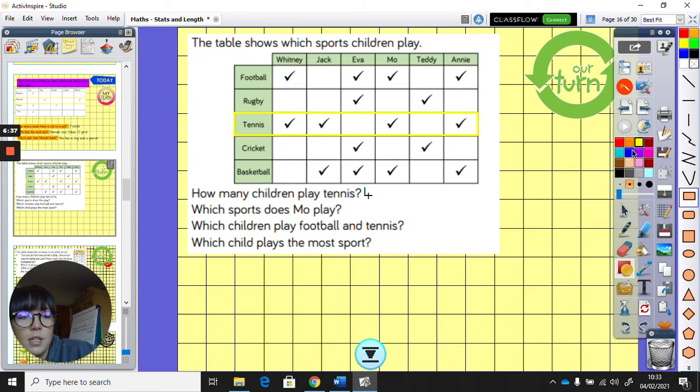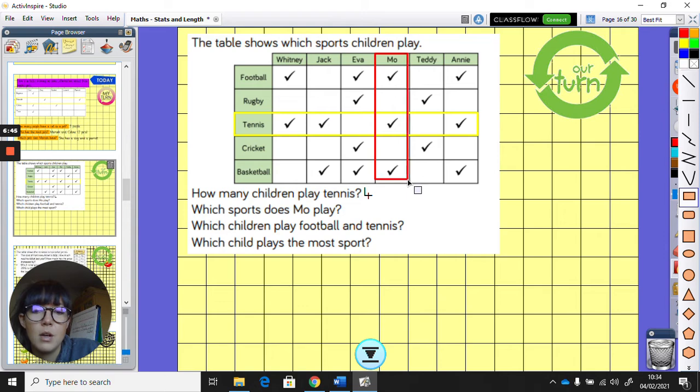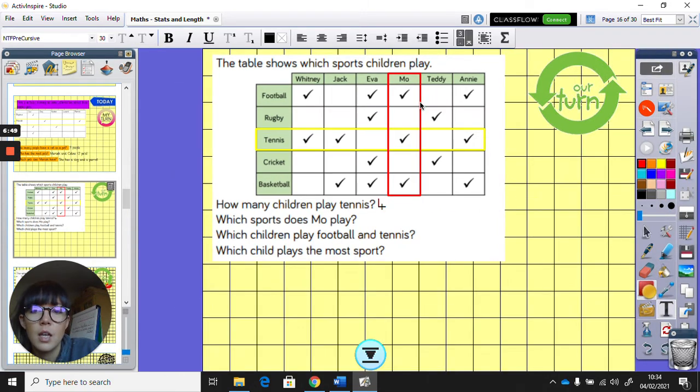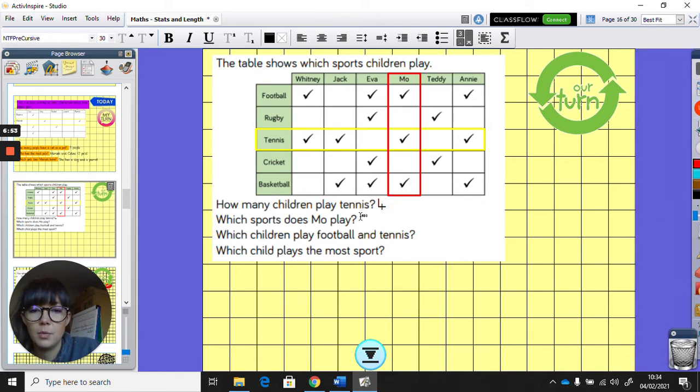Now, let's think of another. We need to put a box around which sports does Mo play. So now we need to do a box around Mo. So Mo, we can see he plays football, tennis, basketball.